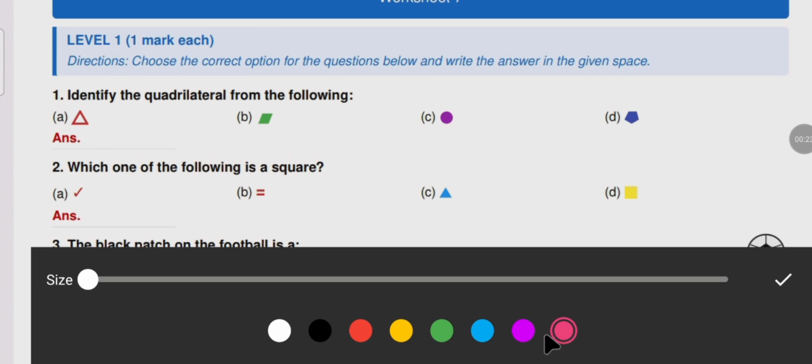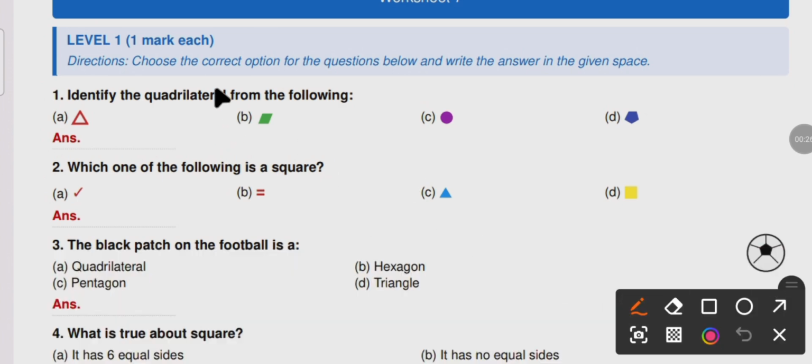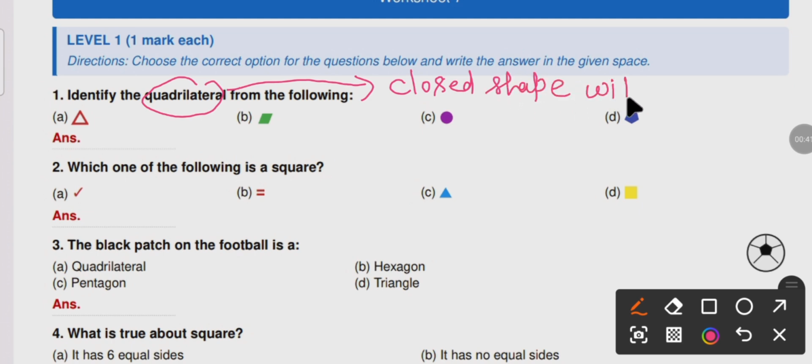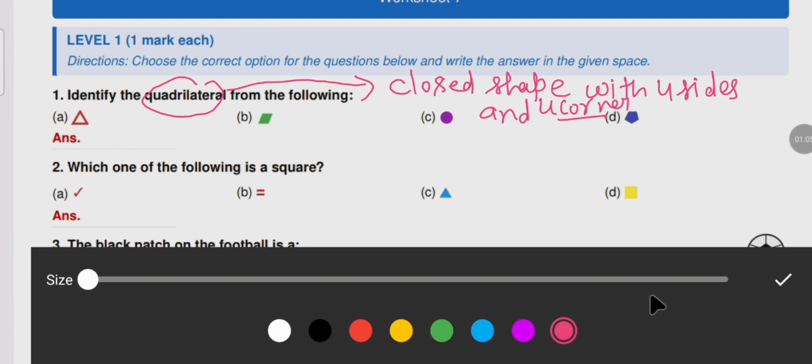So in this question, first of all, we have to understand about the quadrilateral. What is a quadrilateral? It is a closed shape with four sides and four corners. So these are the options A, B, C, D. In these options we have to find the quadrilateral shape, the shape which has four sides and four corners.